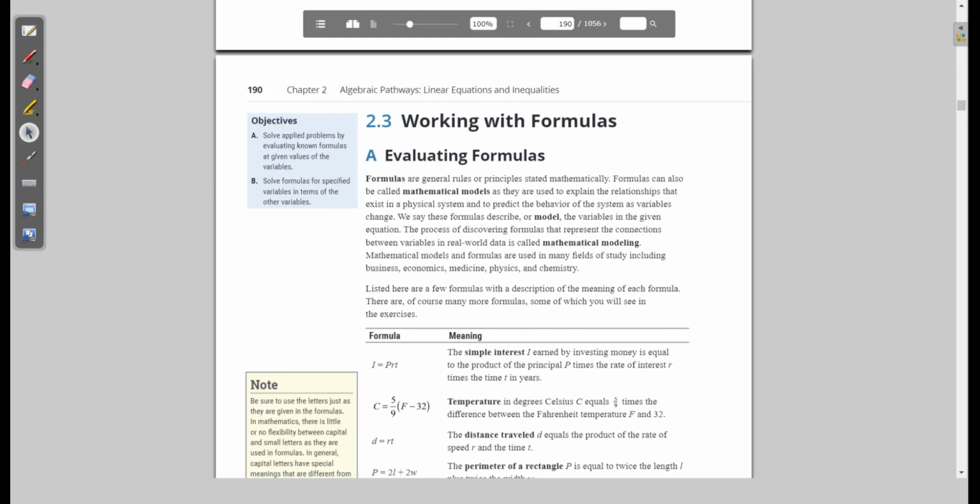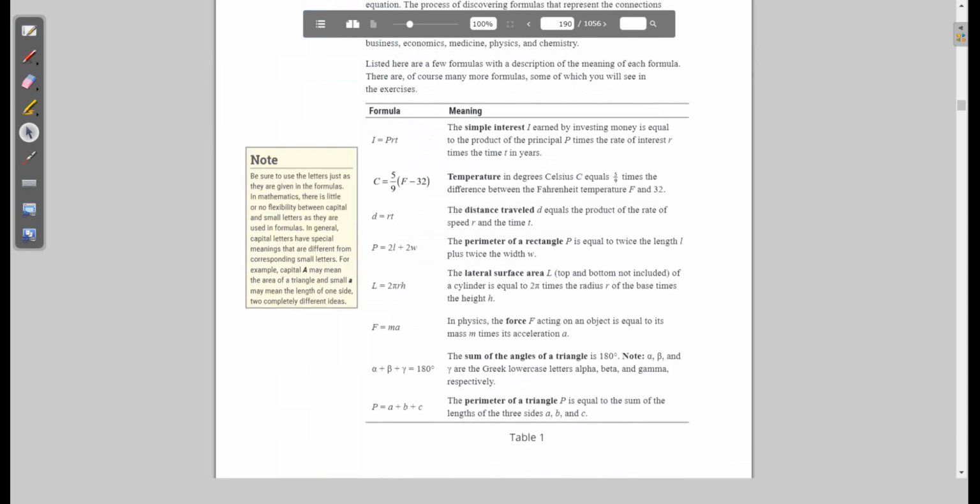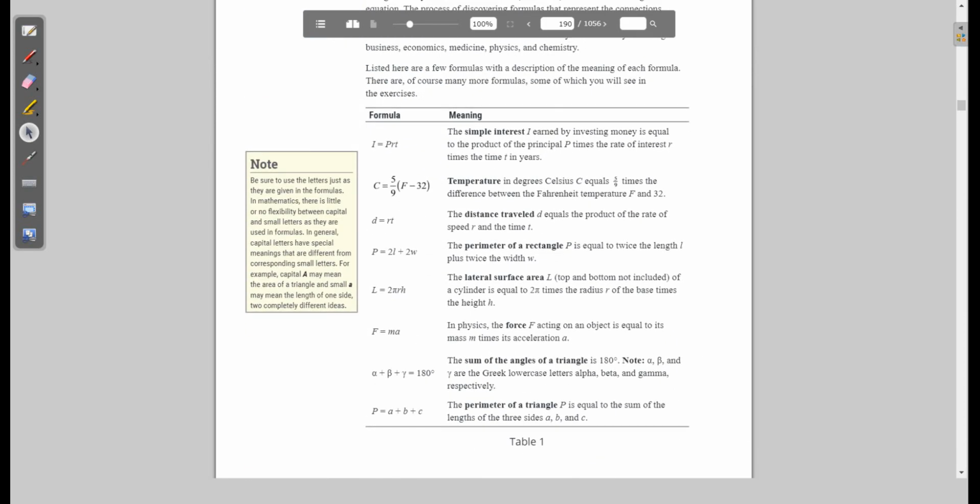Okay, today we're talking about Chapter 2, Section 3, working with formulas. Okay, so we're going to go over a couple of formulas today that are pretty useful, and also just to really familiarize ourselves with formulas, how to use them and how to rearrange them and such.